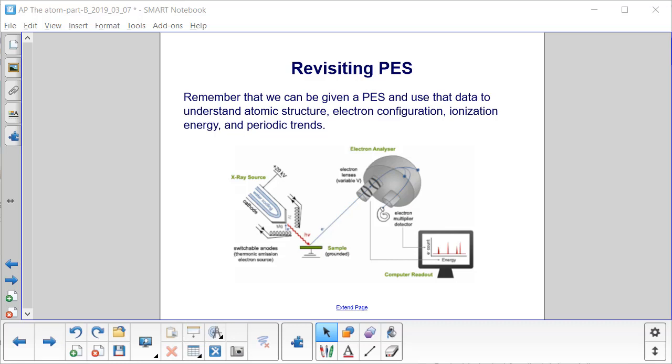All right, let's revisit PES, or photoelectron spectroscopy, before we move ahead. Remember that we can be given a PES, a photoelectron spectrum, and use that data to understand atomic structure, electron configuration, ionization energy, and other periodic trends. Some of those questions are going to be coming up in this presentation, so I thought now would be a good time to stop and review what PES is, how that data is gathered, how that data is presented, and what that data means.